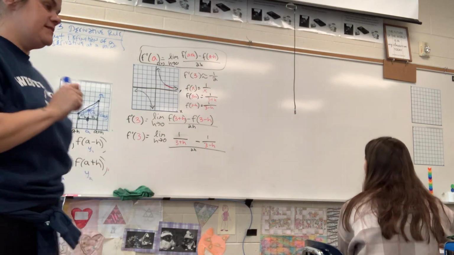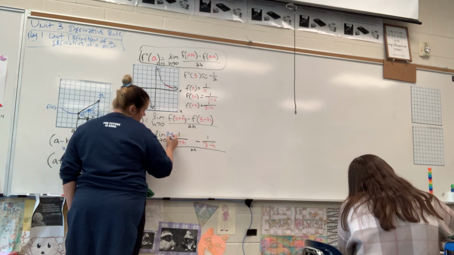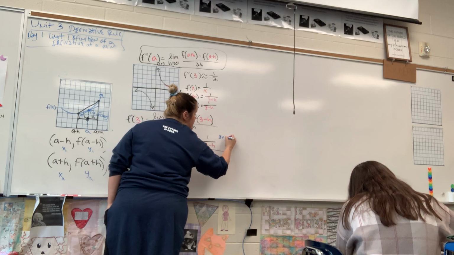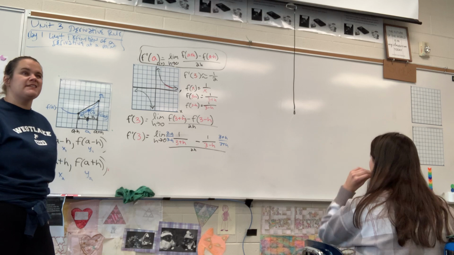Common denominators. So we're going to multiply by 3 minus h over 3 minus h, and then 3 plus h over 3 plus h. I don't want to deal with the 2h yet. There's already too much going on. I'm going to pretend it's not there for a minute.